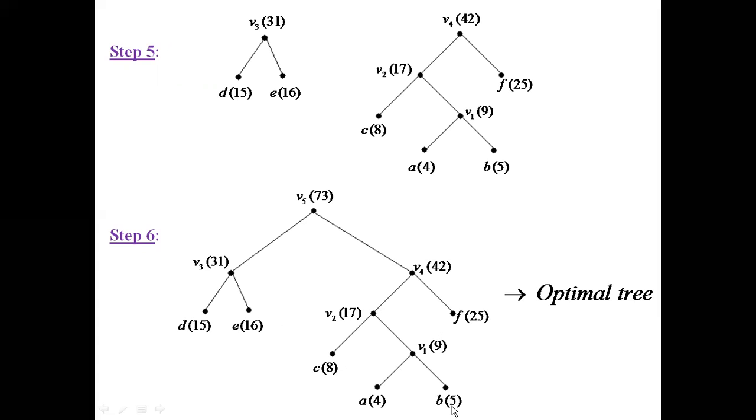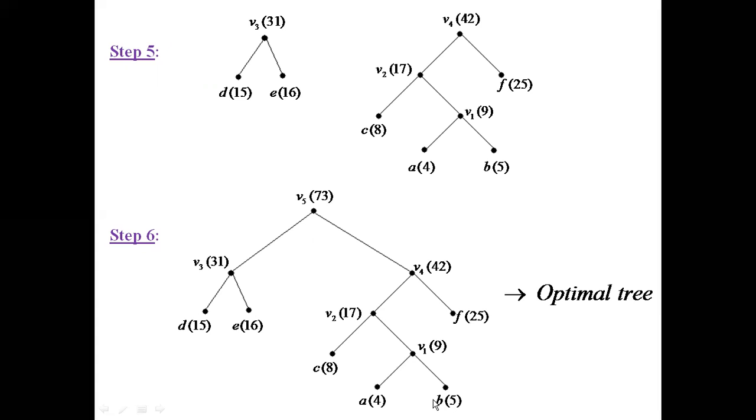So while finding the weight of the tree, we will be multiplying the weights into its level number. So let us understand the level number of these leaves first. V5 is the root here, which is always at the 0th level. V3 and V4 are in the first level. D, E, V2, F are in the second level. C and V1 are in the third level.